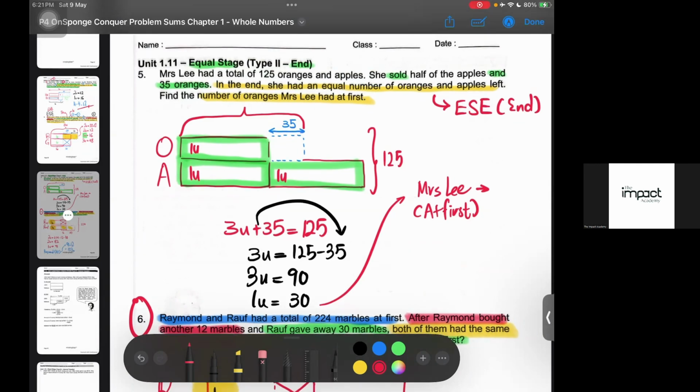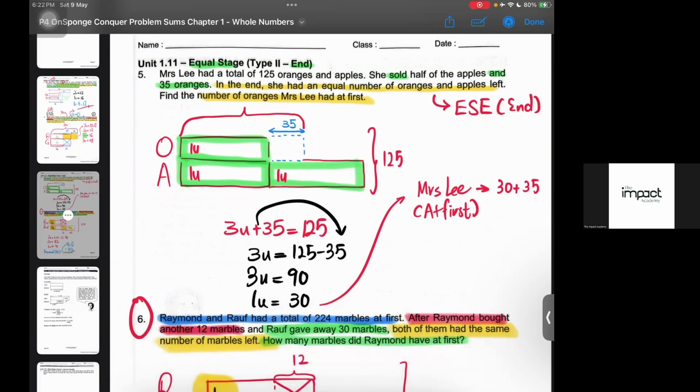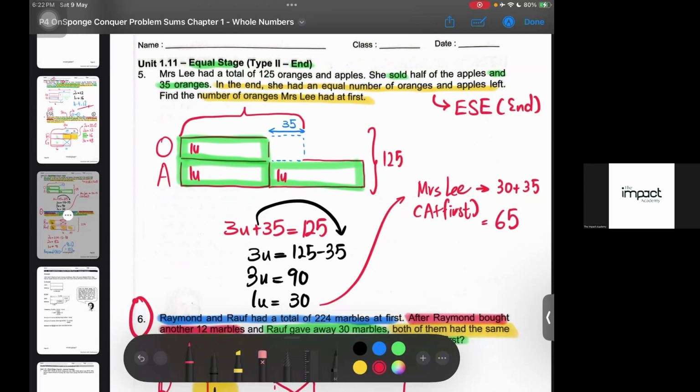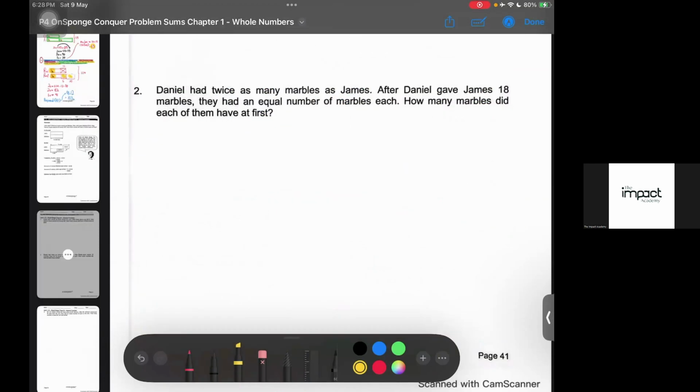30 plus 35. So Mrs. Lee at first is basically 30, which is 1 unit, plus 35. We get to an answer of how much? 65. Very good. So 65 is over here. That's the reason why your answer for this question has to be 65.